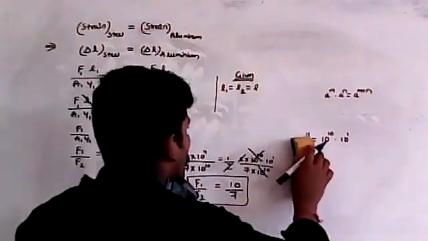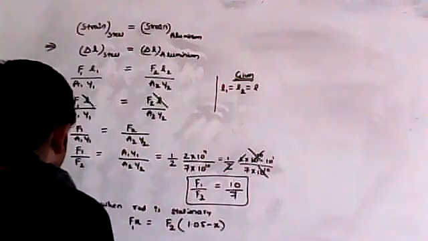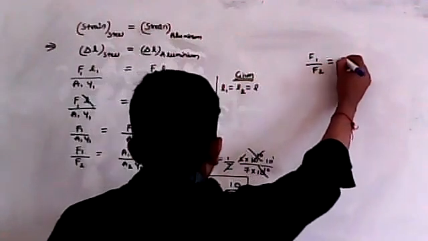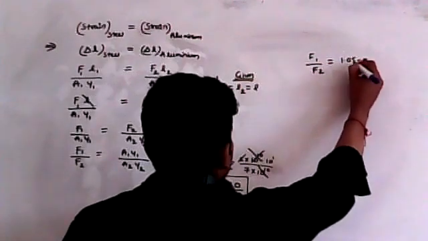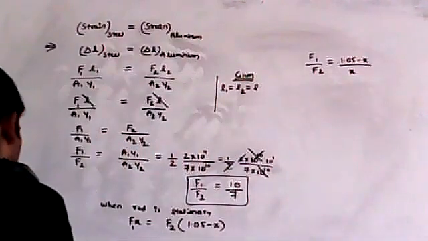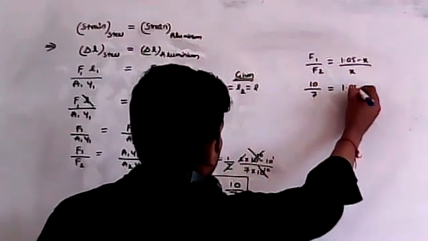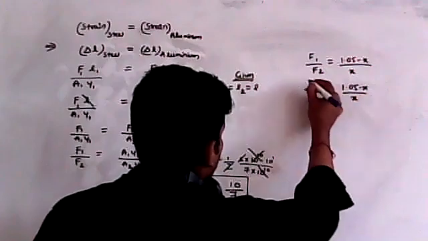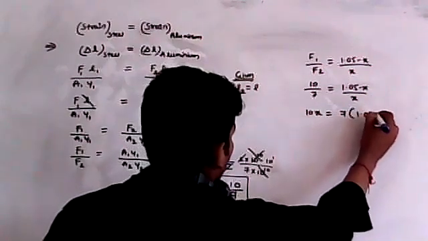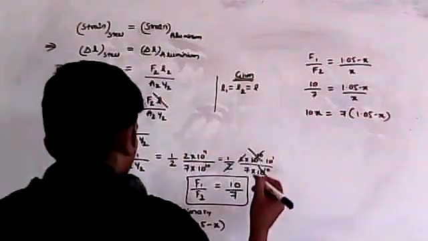Now remember, I want X here. So F1 by F2 is equal to 1.05 minus X divided by X. We already know 10 by 7 is equal to 1.05 minus X by X. Just cross multiply. 7 into 1.05 minus X. So what will you get at last? You just tell me.